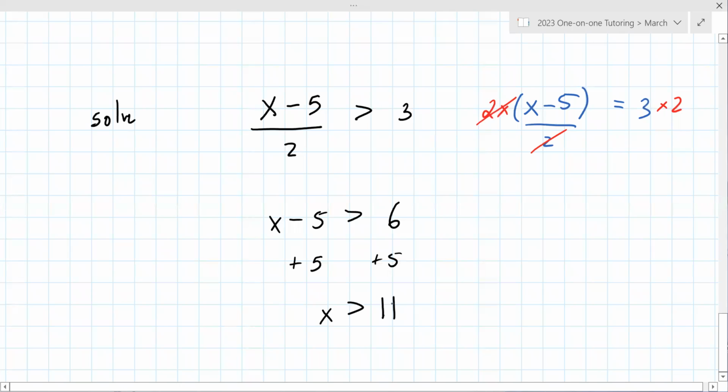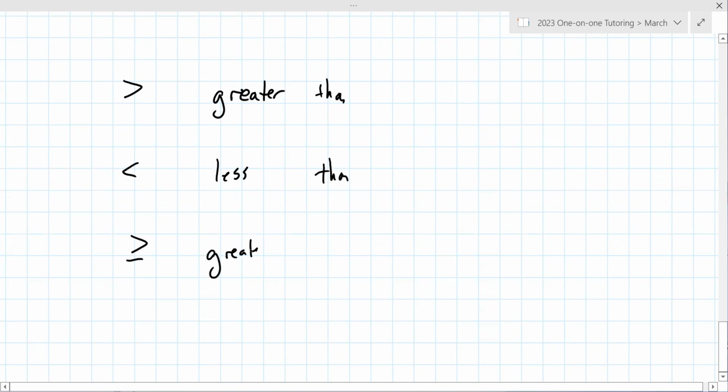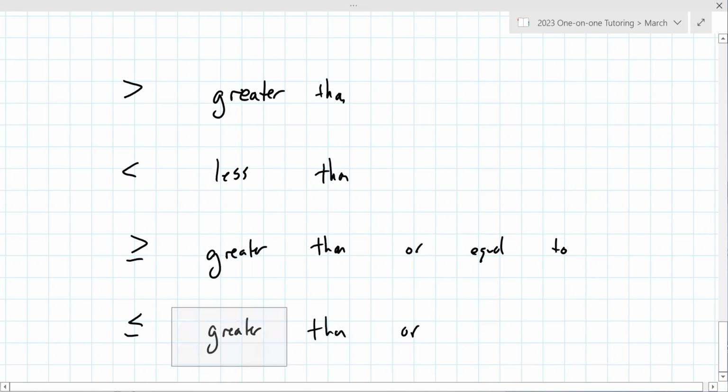So there is an importance for the correct language. This is not an English class, but when you say this, or when you write that symbol, you have to say greater than and nothing more. Less than, nothing more. The next one, though, is greater than or equal to. The language is very important when you're communicating your answers. Sorry, this last one is less than or equal to.